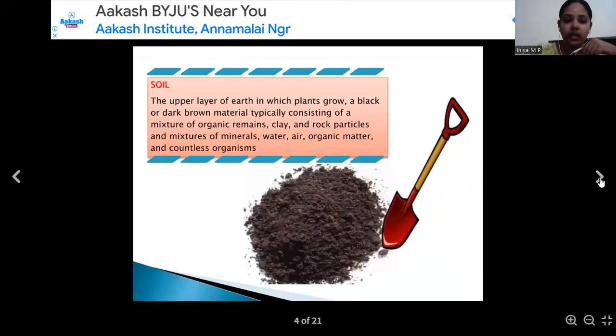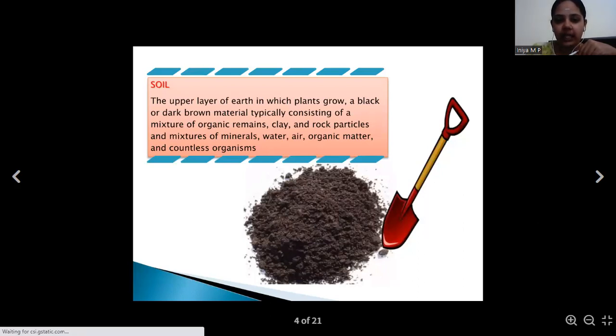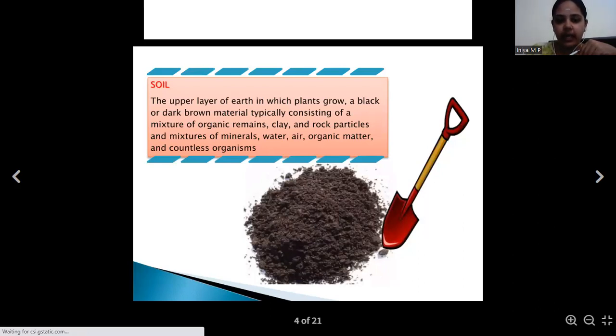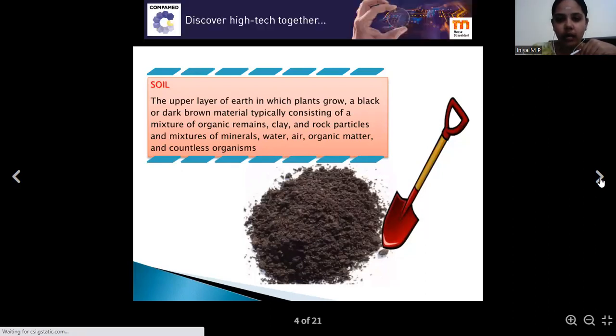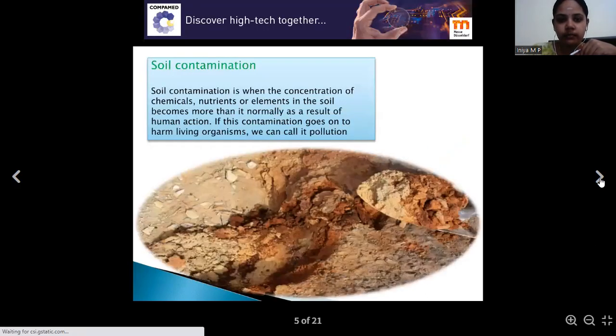Next, what is soil? The upper layer of the earth in which the plants grow, black or dark brown material, typically consisting of a mixture of organic remains, clay, rock, and particles, and a mixture of minerals, water, organic matter, and countless organisms is known as soil.